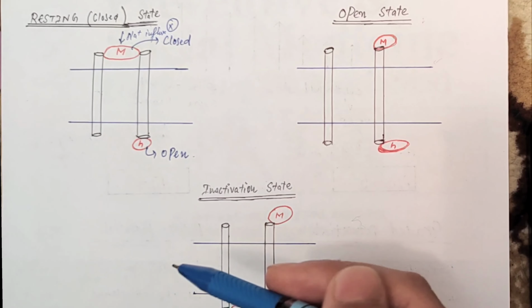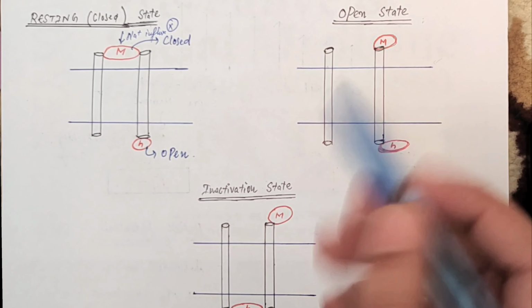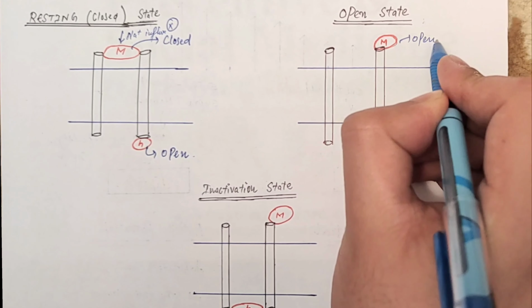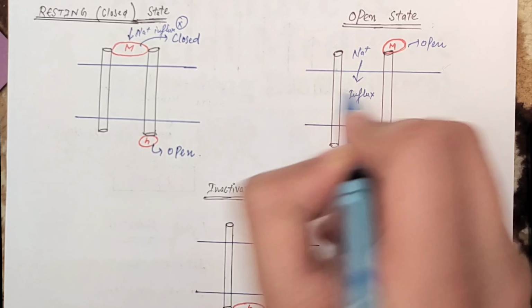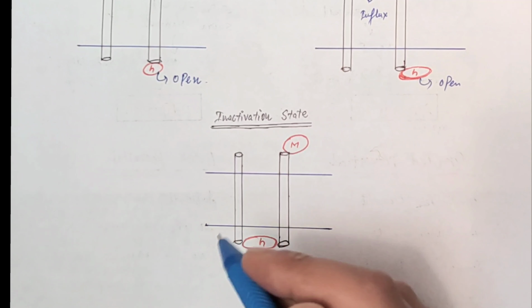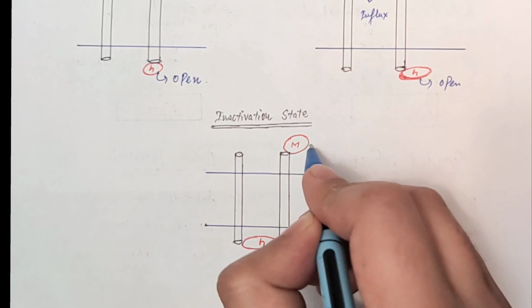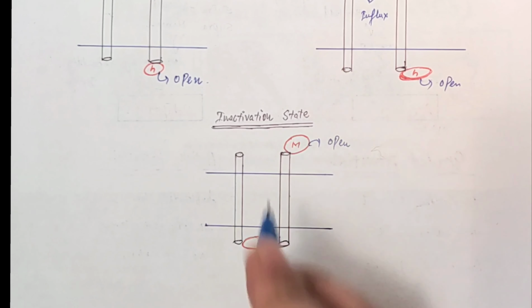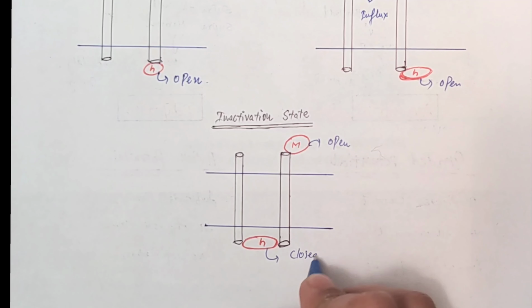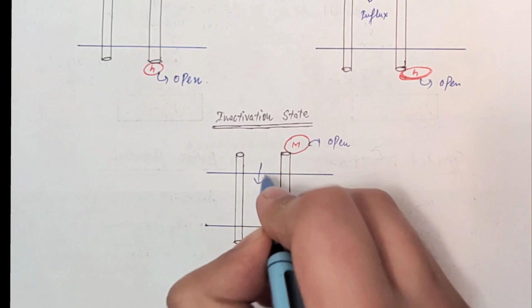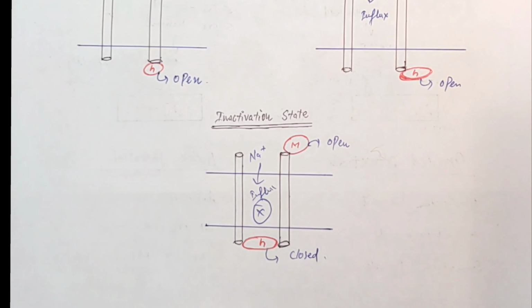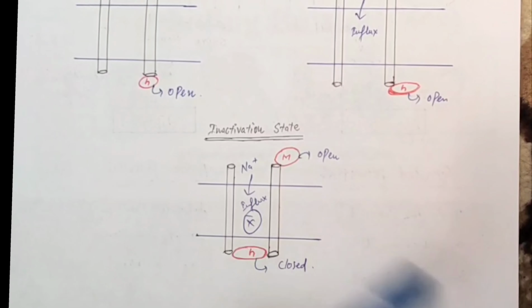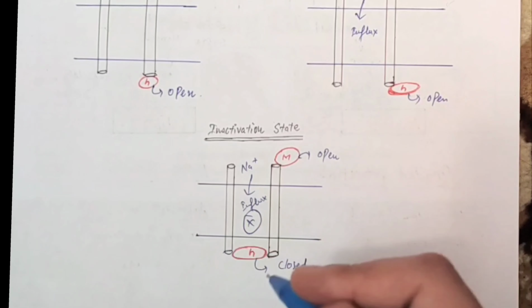The second state is called the open state, in which both the gates are open. The M gate is open and the H gate is also open. Here any influx can easily occur. The third one is called the inactivation state. Here the M gate is open while the H gate is closed. Can sodium influx occur here? No, it can't occur here. Even if we give a maximum strength stimulus, the sodium influx can't occur here.